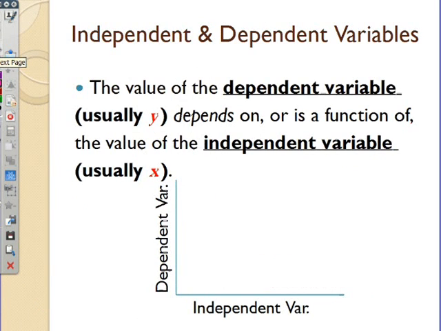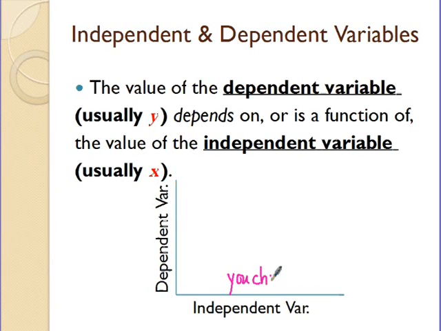Just a quick review here of independent and dependent variables. I know we just did this, but reminding you that the value of the dependent variable is a function of the independent variable. The independent variable is the one that you choose, and the dependent variable is the one that you calculate. Now that's important because we're going to take a look at a couple word problems.